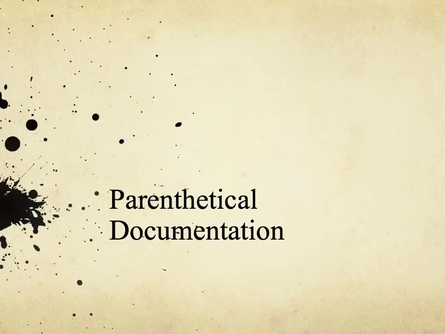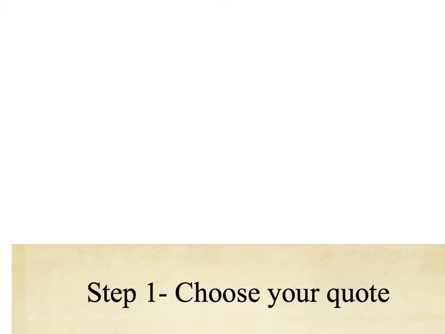We're going to look at parenthetical documentation. It's going to be the MLA version. There are different versions of it, but for middle school and high school, you need to look at MLA. And pretty much what it is, is giving credit to the author when you're using text evidence to support an argument. It's a fairly easy process, but I want to make sure that you know how to do it.